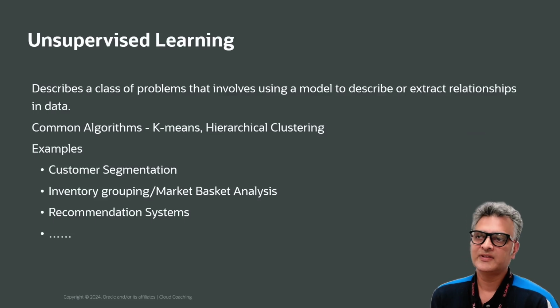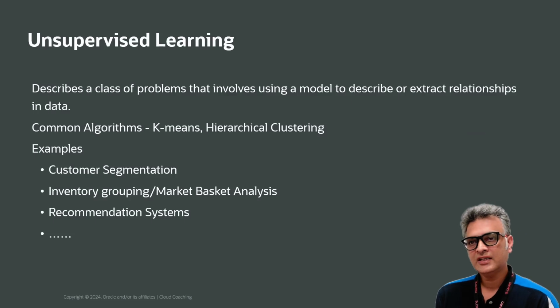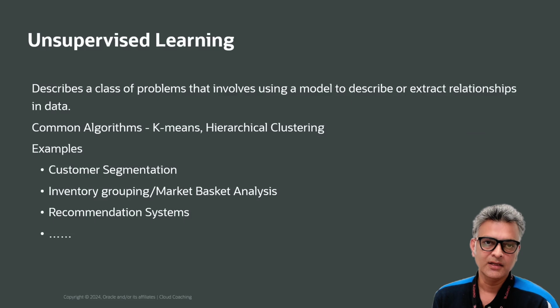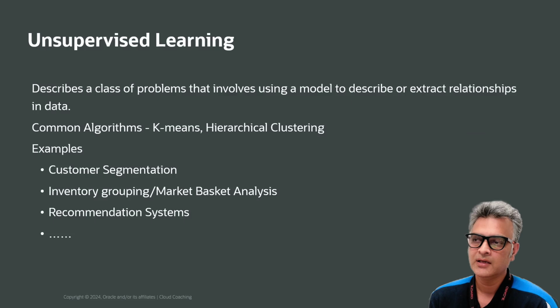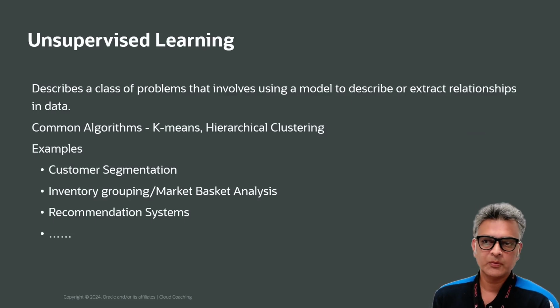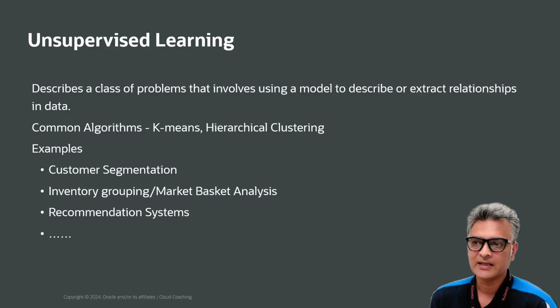Now coming to unsupervised learning. This describes a class of problems that involves using a machine learning model to describe or extract relationships in data. We don't have any historical data or relationships defined. We are trying to identify or extract relationships in data. That's why it is called unsupervised learning. Common algorithms are k-means and hierarchical clustering. Examples would be customer segmentation, inventory grouping, market basket analysis, and designing recommendation systems.